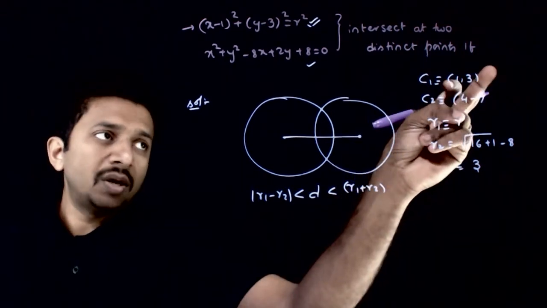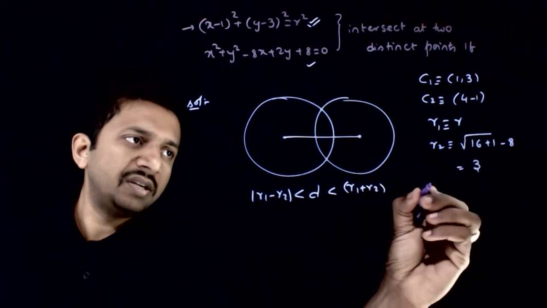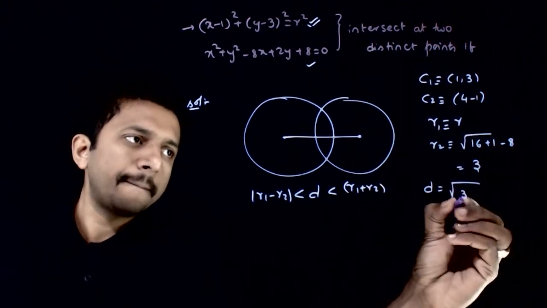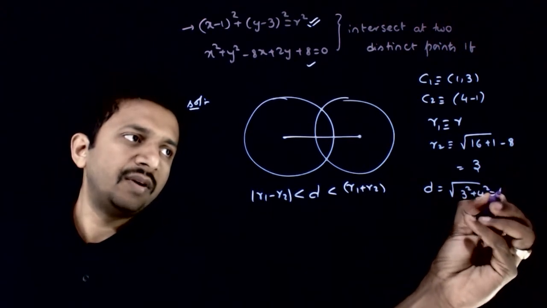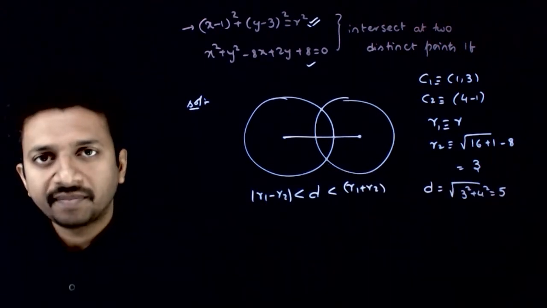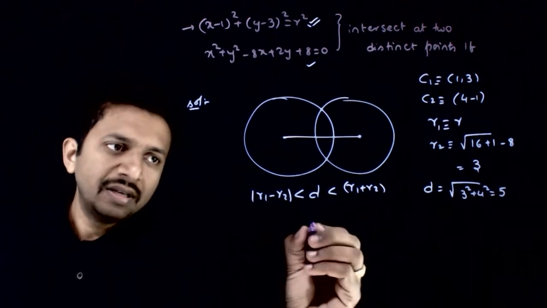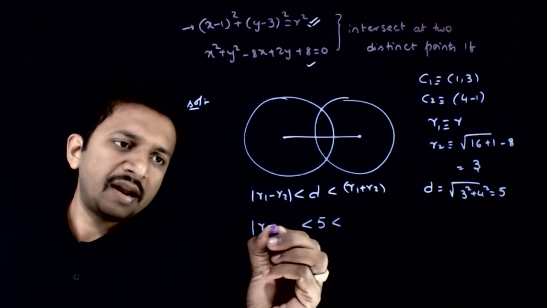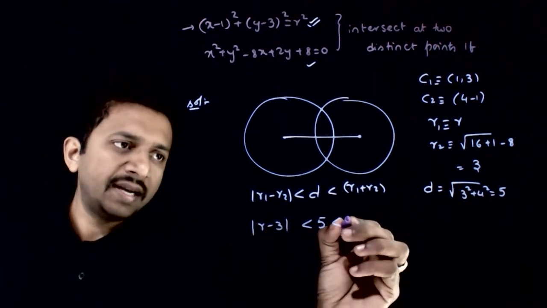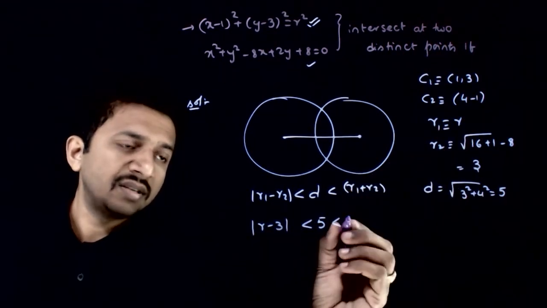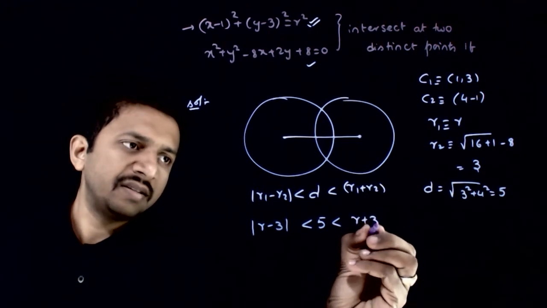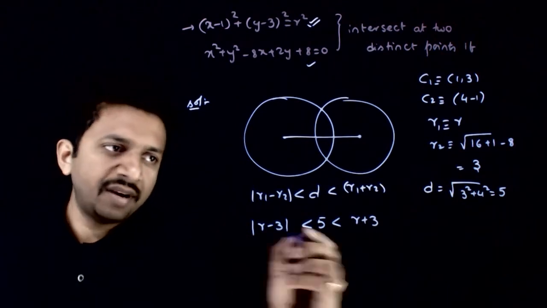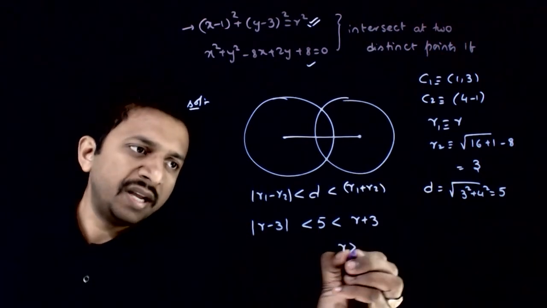So now, what is the distance between the centers? The distance between the centers is root of 3² + 4², that is equal to 5. So the distance between the centers is 5. So 5 should be in between modulus of r − 3 and r1 + r2, which is directly r + 3. So this side is very straightforward. r + 3 should be greater than 5. So r should be greater than 2.